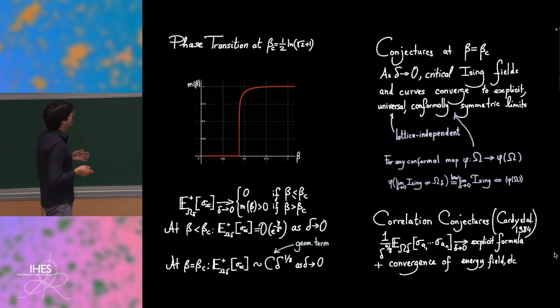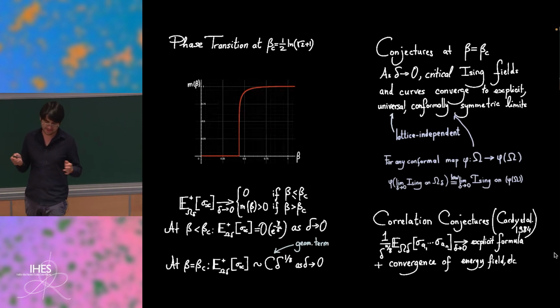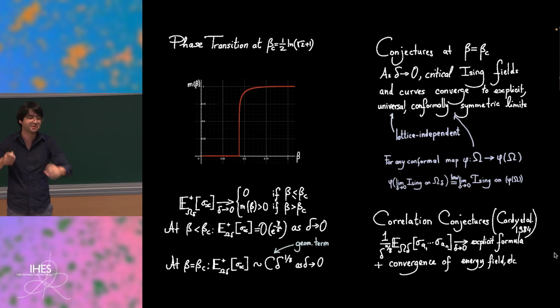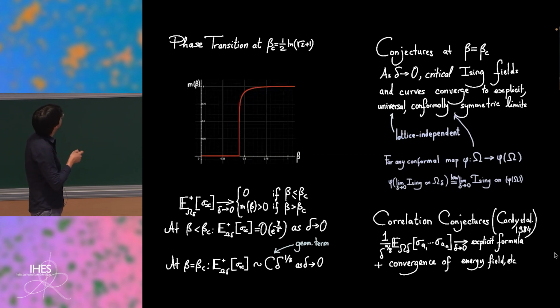There are many words: long range fluctuations, scale invariance, etc. So, one thing one can say is that as the mesh size goes to zero, as you look at your model from far away, the Ising model has random fields and random curves, as we will see, and these converge to explicit universal conformally symmetric limits. Universal means independent of the lattice and many other details, as was discussed in Alessandro's talk. Conformally symmetric means, roughly speaking, that whatever the limit is, if you consider a conformal mapping sending one domain to another, the image of that limit on the first domain is equal to the limit of the model on the other domain.